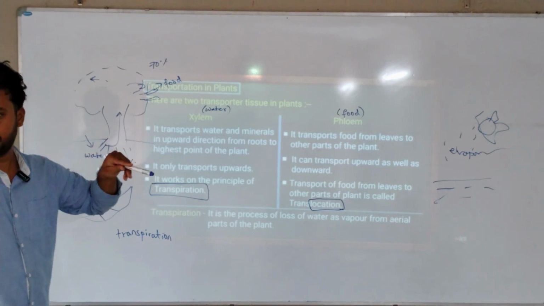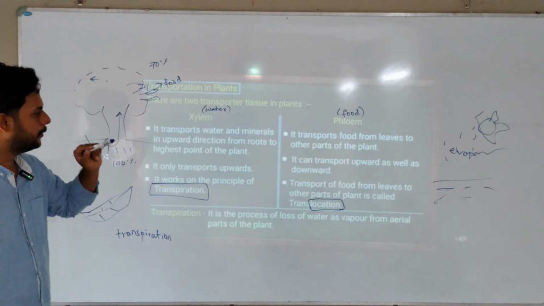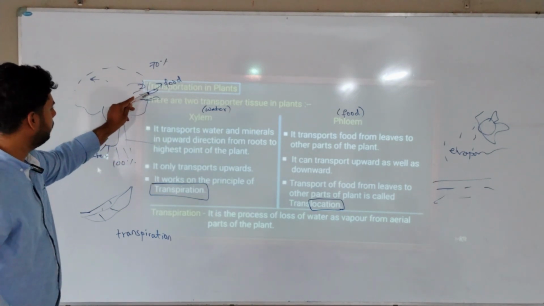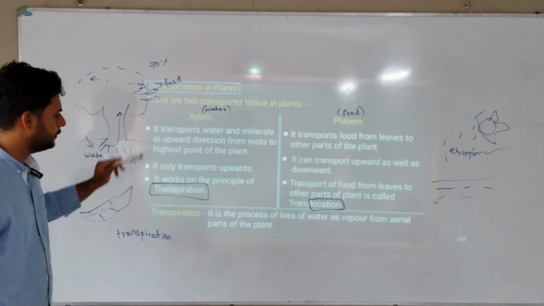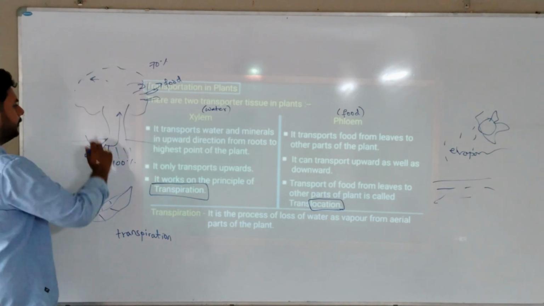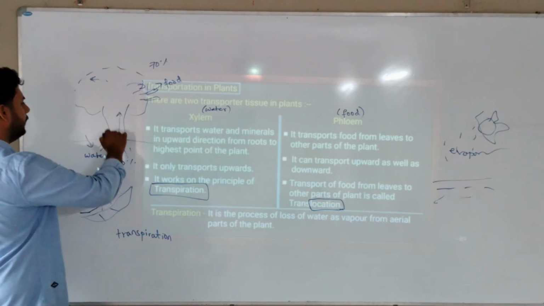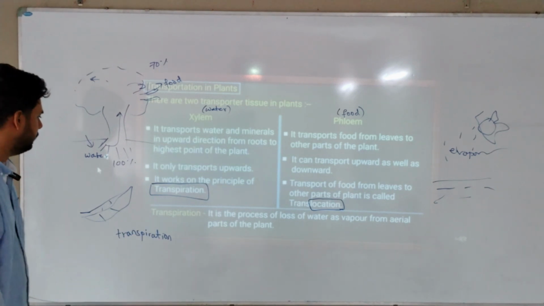Phloem, food. Xylem is water. So phloem transports food from the leaves, where it is prepared, to all the parts of the plants. Next, xylem only transports upward. So water can be transported only upward, but food can be transported both upward and downward, in both directions. Okay, next, last. Transpiration works on the principle of evaporation.